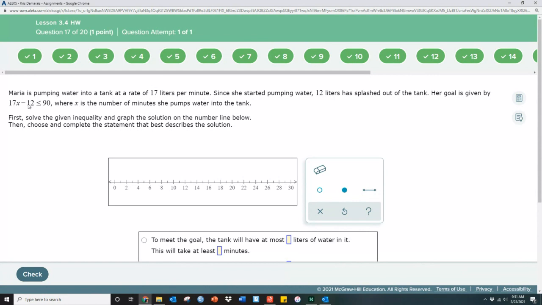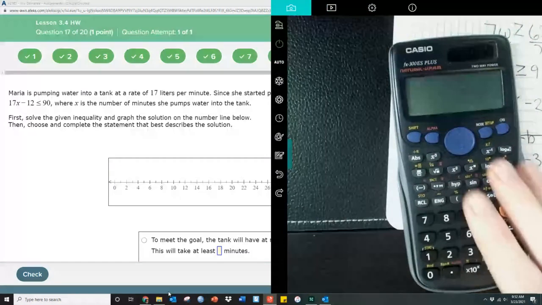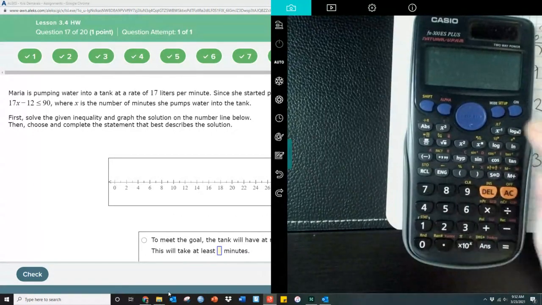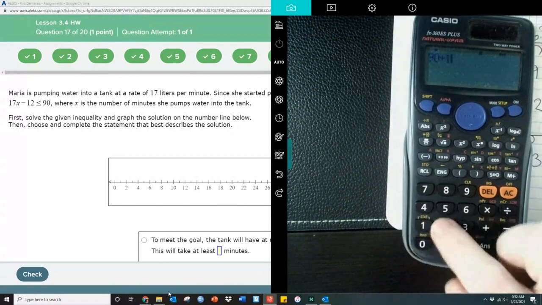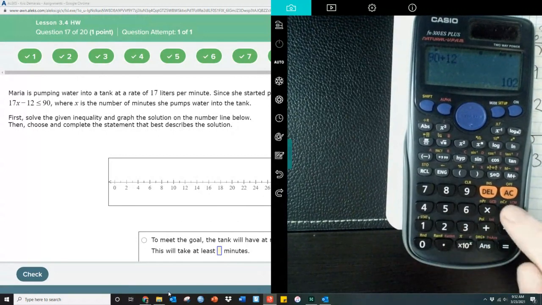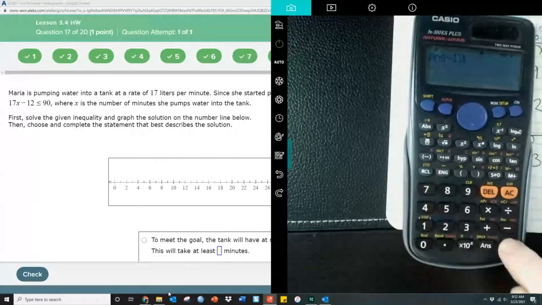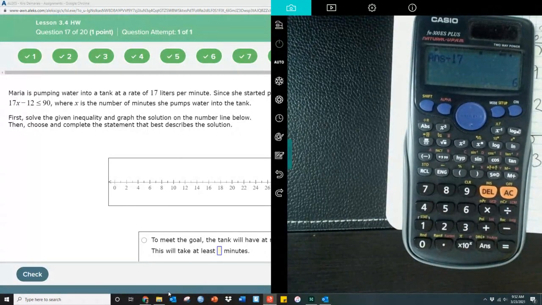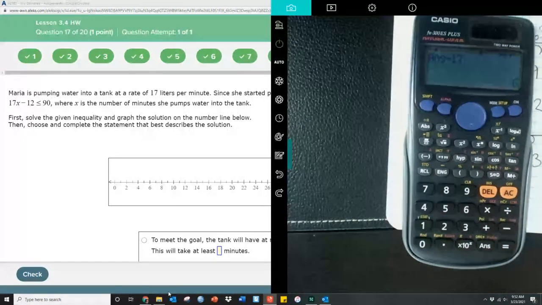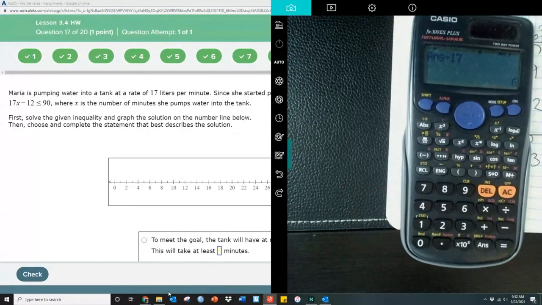Now, solving this inequality, we're going to add 12 to both sides, all right? And you can punch that into your calculator. And I mean, you don't need to get too particular about it. Do 90 plus 12, right, hit equal, divide key, 17. And you have 6. All right. So what that ultimately means is x is less than or equal to 6.